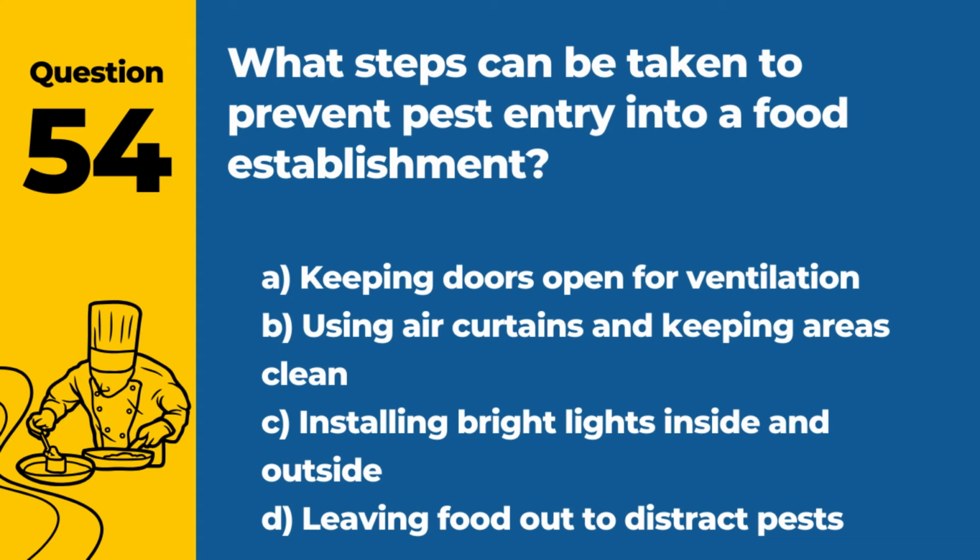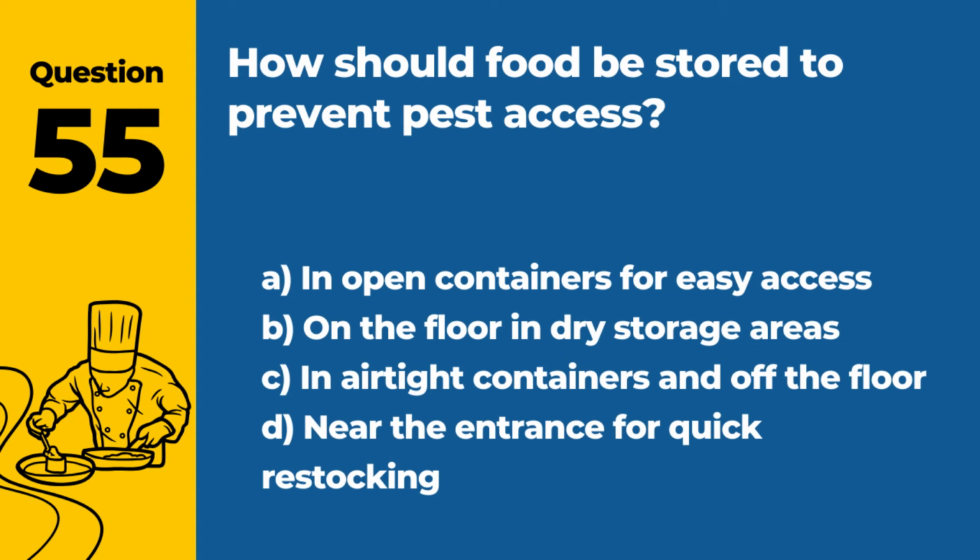A. Keeping doors open for ventilation. B. Using air curtains and keeping areas clean. C. Installing bright lights inside and outside. D. Leaving food out to distract pests. Answer. B. Using air curtains and keeping areas clean. To prevent pest entry, using air curtains and keeping areas clean and free of food debris are effective steps. Question 55. How should food be stored to prevent pest access?